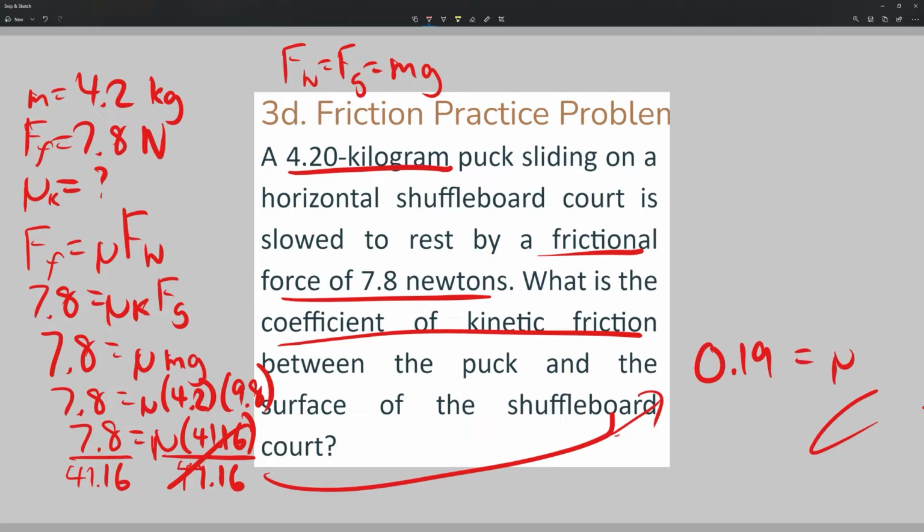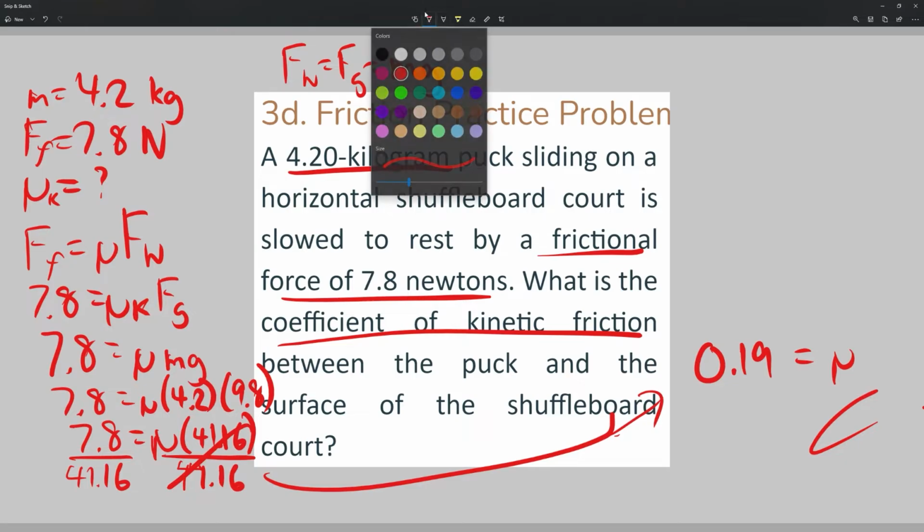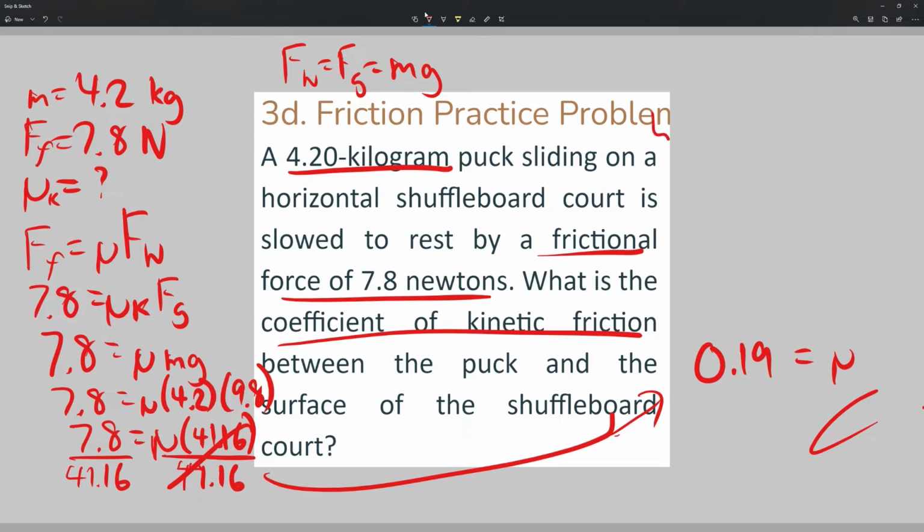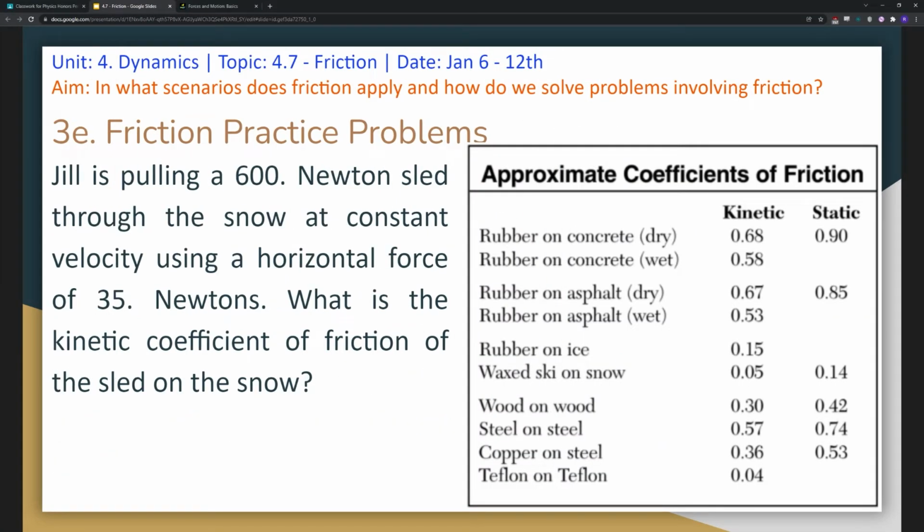That's the coefficient of friction. I actually am curious. I want my size to increase. That's good, that's better. Okay, move on to 3E.